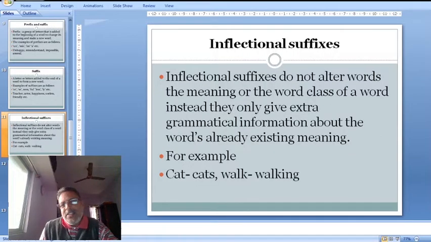Inflectional suffix. Inflectional suffixes do not alter the meaning or the word class of a word. Instead, they only give extra grammatical information about the word's already existing meaning. They do not change the meaning of the word or the class of the word. For example, cat, cats, walk, walking.